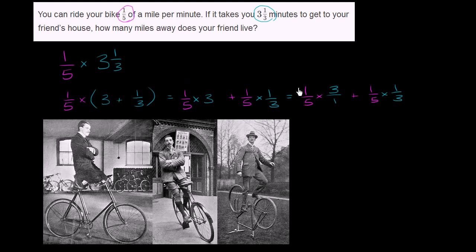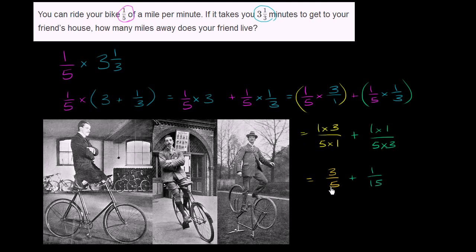And let's just think about what each of these evaluate to. Here, you multiply the numerators and you multiply the denominators. So this is going to be equal to 1 times 3 over 5 times 1. And this business over here, remember order of operations, we want to do our multiplication first, so this is going to be 1 times 1 over 5 times 3. And so that's going to be equal to 3 over 5 plus 1 over 15.